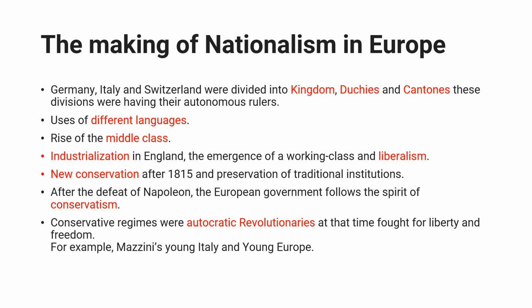New conservatism after 1815 and preservation of traditional institutions. After the defeat of Napoleon, the European governments followed the spirit of conservatism. Conservative regimes were autocratic. Revolutionaries at that time fought for liberty and freedom, for example, Mazzini's Young Italy and Young Europe.